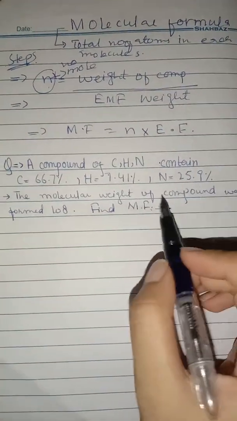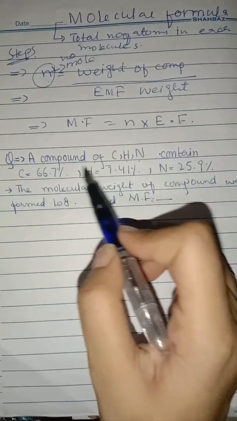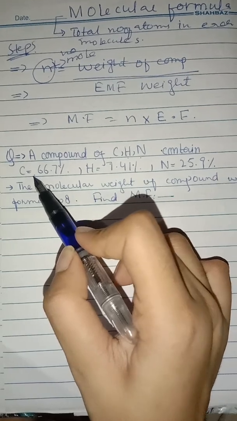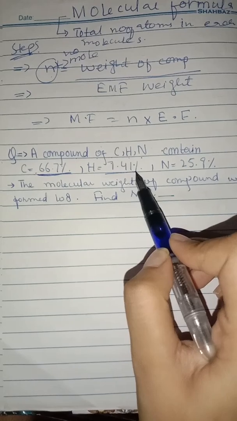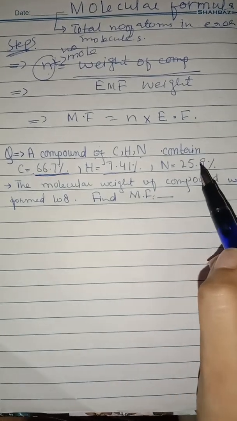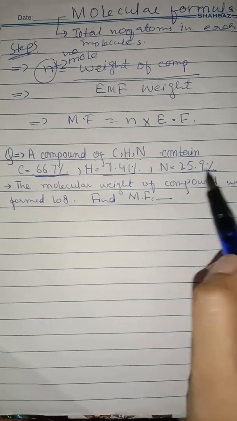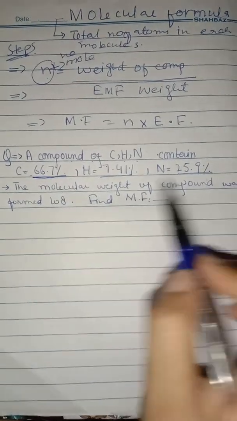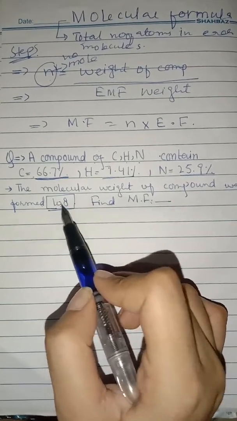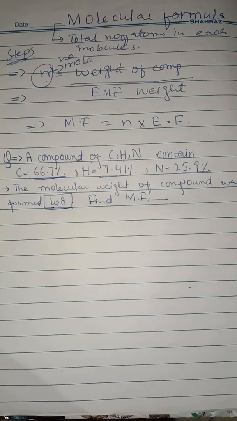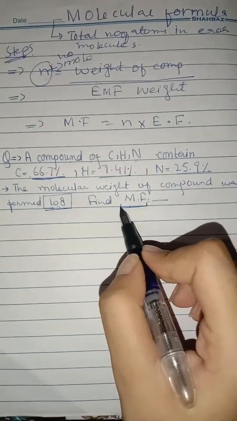So here we have a question. It's a compound of carbon, hydrogen and nitrogen that contains percentages as follows: carbon is 66.7%, hydrogen is 7.41% and nitrogen is 25.9%. The molecular weight of the compound was found to be 108. It is the molecular mass of the compound. We have to find the molecular formula here.